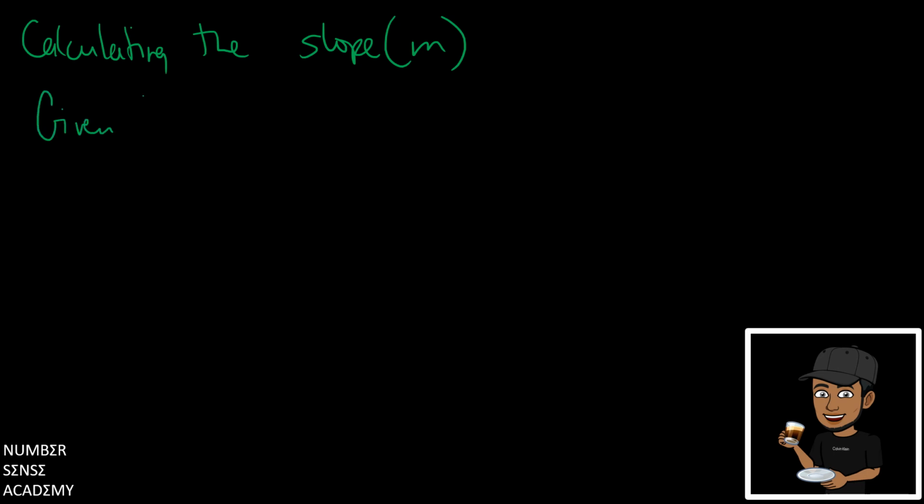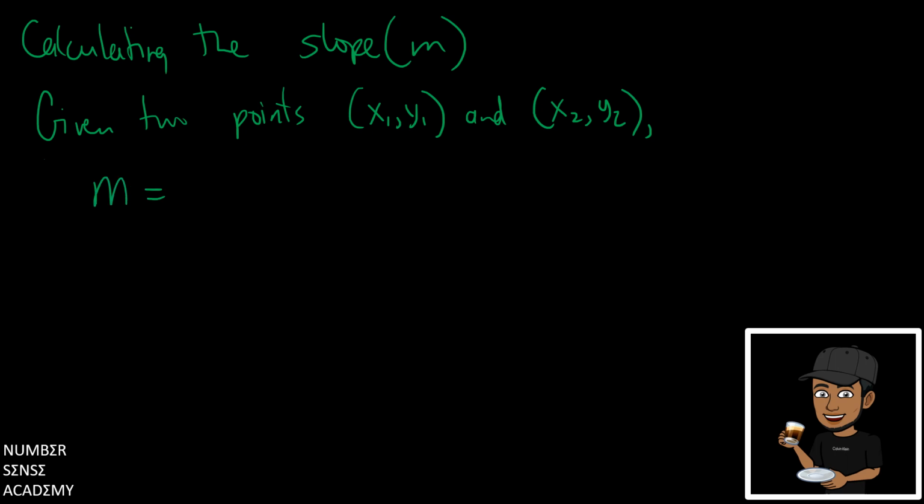Given two coordinates or points, x1, y1, and x2, y2, we can find the slope by taking m is equal to y2 minus y1 divided by x2 minus x1. Okay, so these are 2 points.